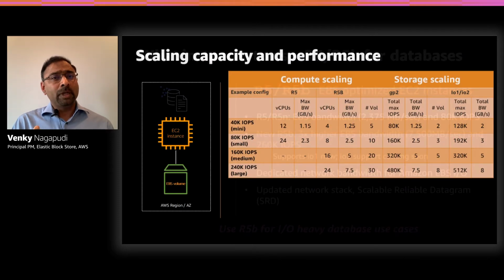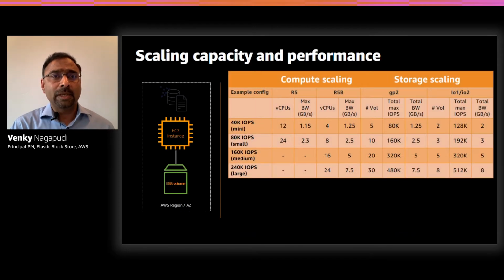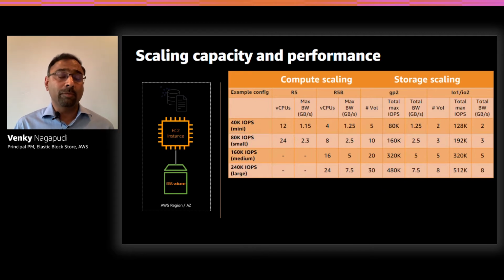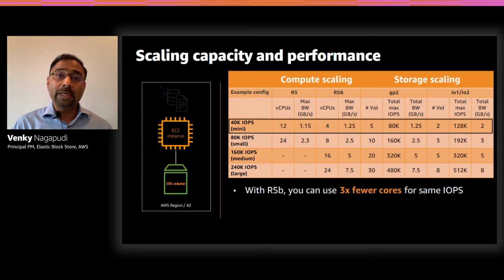Now that we have narrowed down the instances and the volumes, let's take a look at how you'd be able to scale your SQL Server for your different performance needs. Let's say you want to start small with 40K IOPS. While you have a choice of using R5 or R5B, we suggest that you use R5B because you can get by with 1/3 the number of cores. And so if your database is more IO heavy rather than compute heavy, that means that you're going to save 66% in terms of license costs.